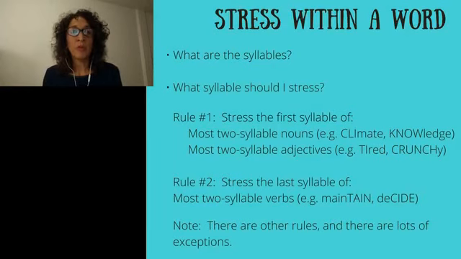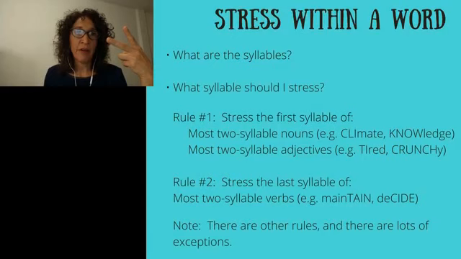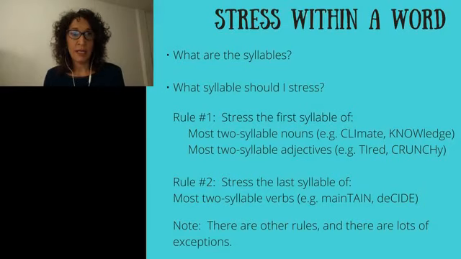So, for example, the word climate, that's a noun. Remember, nouns are a person, a place, or a thing. Climate has 2 syllables, and this rule says you stress the first one. So, climate. To help you know how to create that stress, you can move your body, climate. You can raise your voice, climate. You can say it louder. That's the idea of stress in a language.